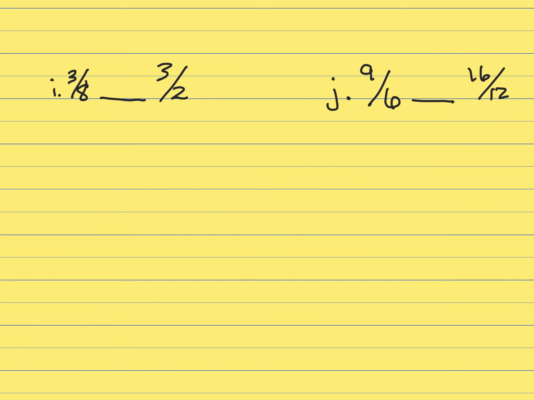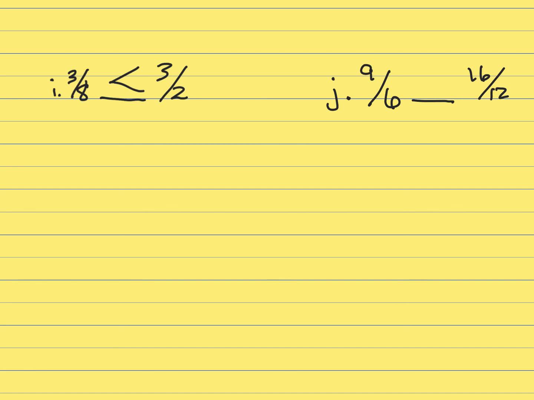Okay, I'm looking at my first one, I, and I have 3/8. Well, I know that 3/8, 3 out of 8 parts, that's below 1. But then 3/2, that's above 1. So I don't even have to draw my number line. I already know that 3/2 is greater, a greater amount, because it's above 1.